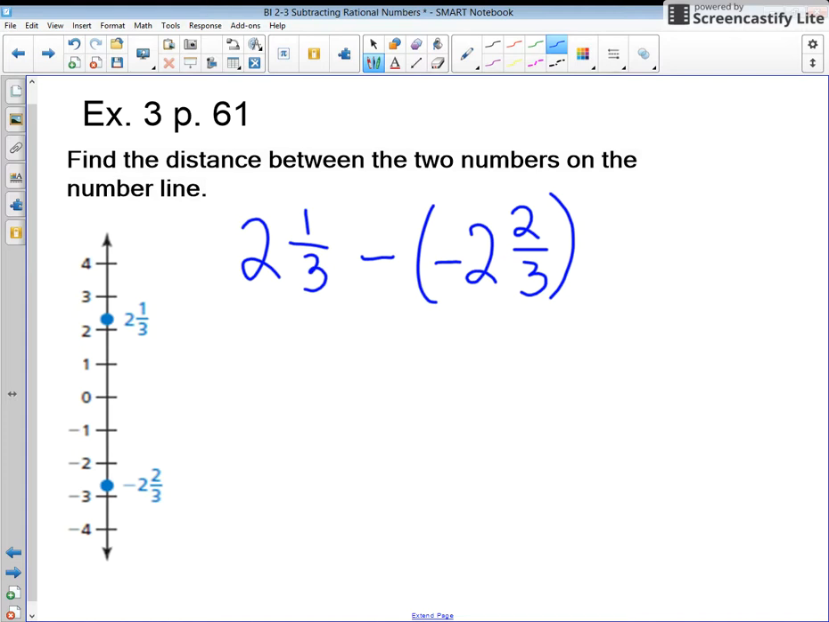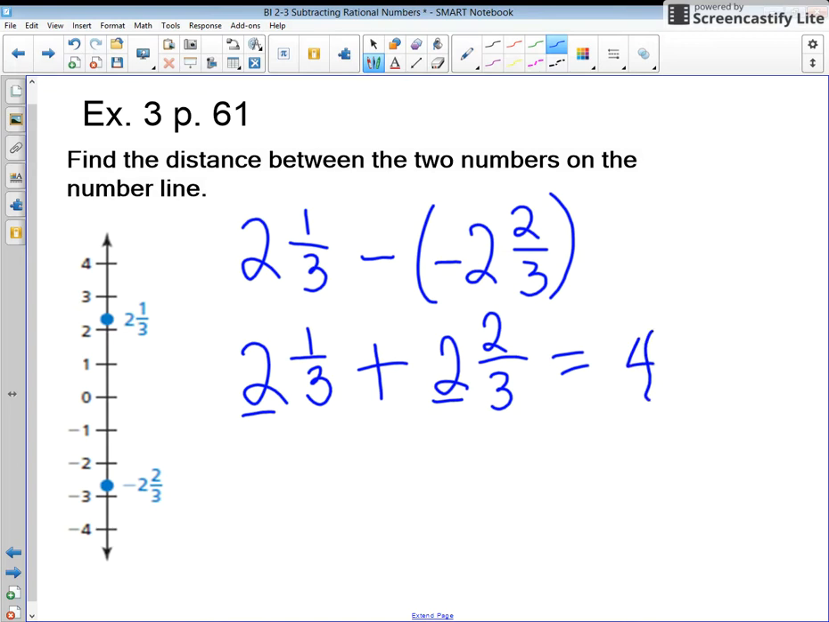Remember the rules for subtracting integers. You add the opposite. The opposite of negative 2 and 2/3 is positive 2 and 2/3. Now, I have a couple different options of how I want to add these. I can leave them as mixed numbers. I know 2 plus 2 equals 4. And I know 1/3 plus 2/3 equals 3/3, which is really 1 whole. So 4 plus 3/3, means 4 plus 1 is 5.